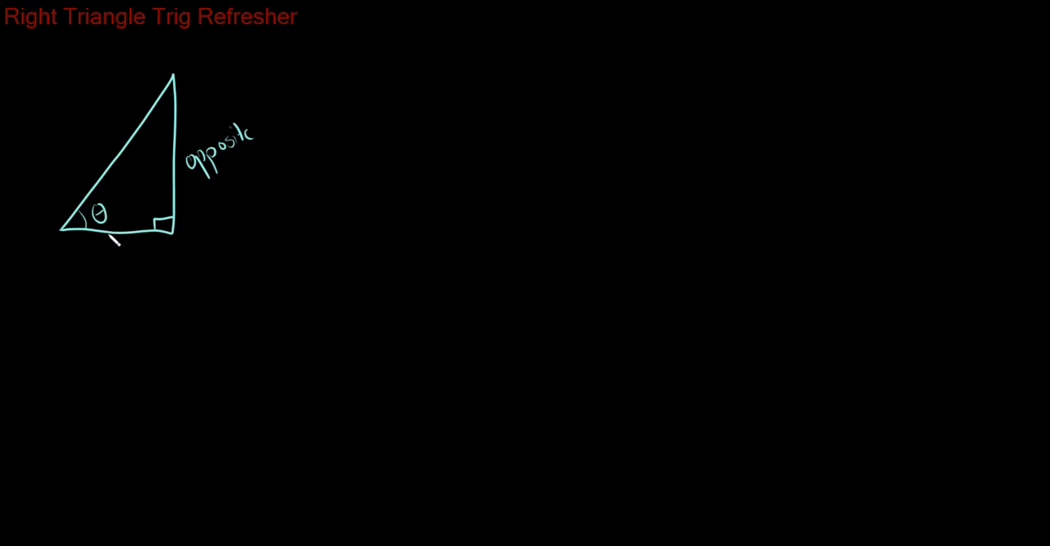And the leg next to theta, I'm going to call the adjacent. It's adjacent. It's right next to it. And then the side opposite the right angle is that special side that we call the hypotenuse.